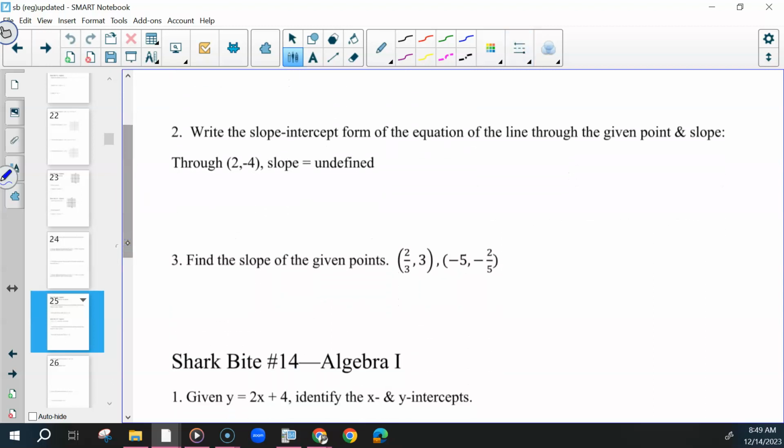So for number 2, if we are writing the slope-intercept form of the equation of a line through this point and this slope, if this were a normal slope, we would be using our y minus y1 equals m times x minus x1. But this slope is undefined. There's only one type of line that has an undefined slope, and that's an x equals. So we're going to look at our x value and write that as an equation. That is it. If it's at 0, you can do the same thing for y, or use your y minus y1.